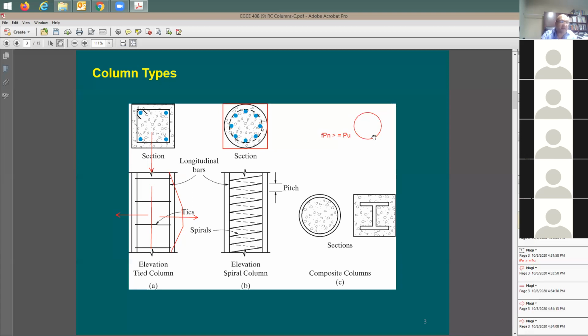Now, I want you here to think about the concrete that you put inside the pipe. This is going to be like fully confined because the entire concrete is contained. Now put pressure on the concrete here.